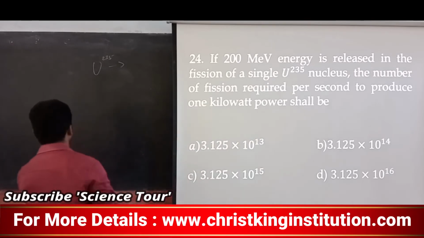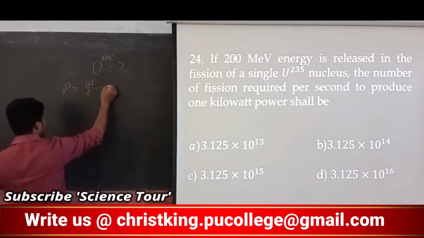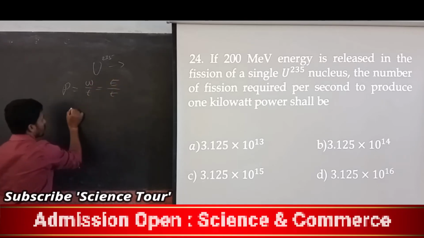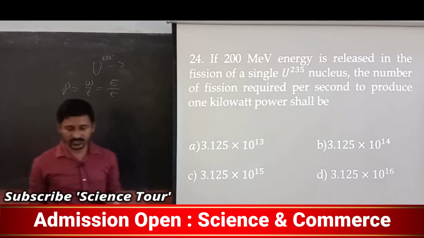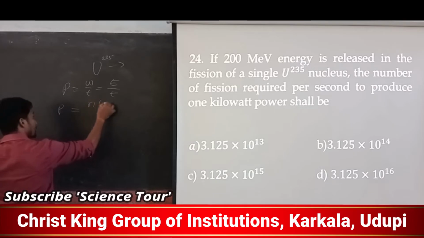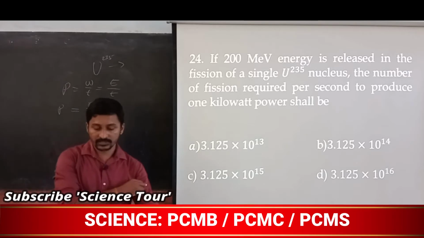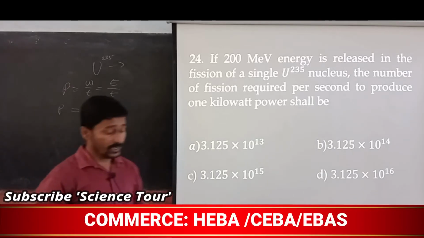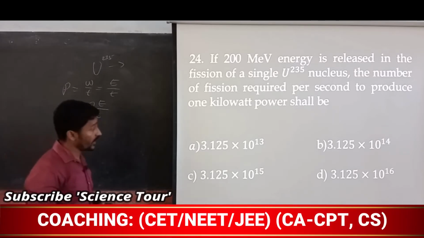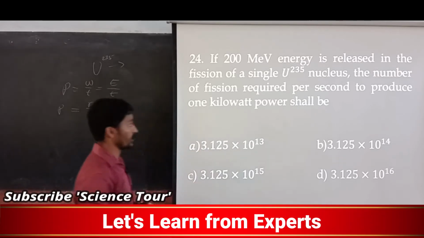So what do you mean by power? Power is nothing but work done by time. Work done is itself energy. So how are you going to get the total energy? Power is nothing but the number of fissions per second into energy, with respect to time. Now you have to find out some amount of energy I have to generate, so that the power I have to generate is 1 kilowatt.